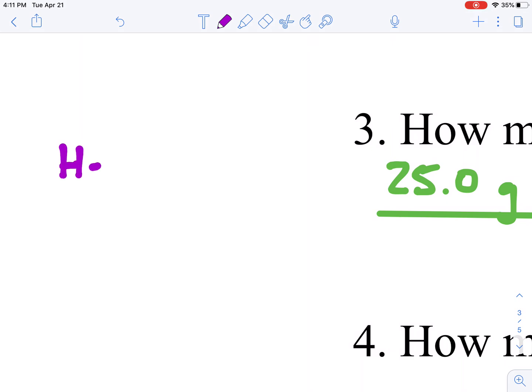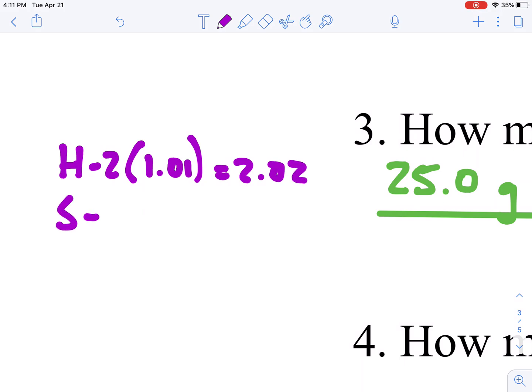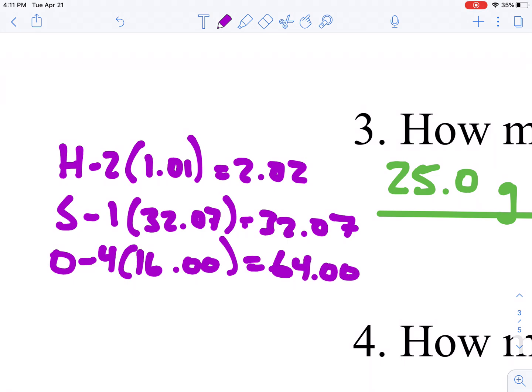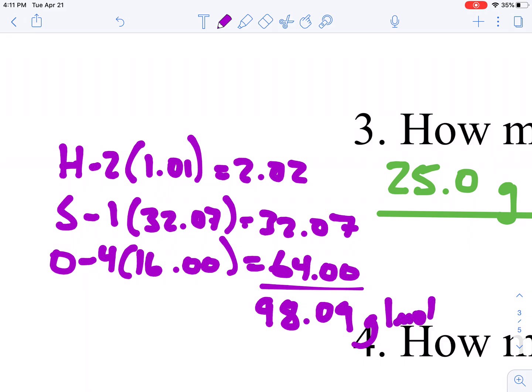H2SO4 has 2 H's. Each one weighs in at 1.01. It has 1 sulfur. Sulfur has a molar mass of 32.07. It has 4 oxygens. Each oxygen weighs in at 16.00. So that gives you 64.00 from oxygen. If you add all of that together, you will get 98.09 grams per mole for H2SO4.